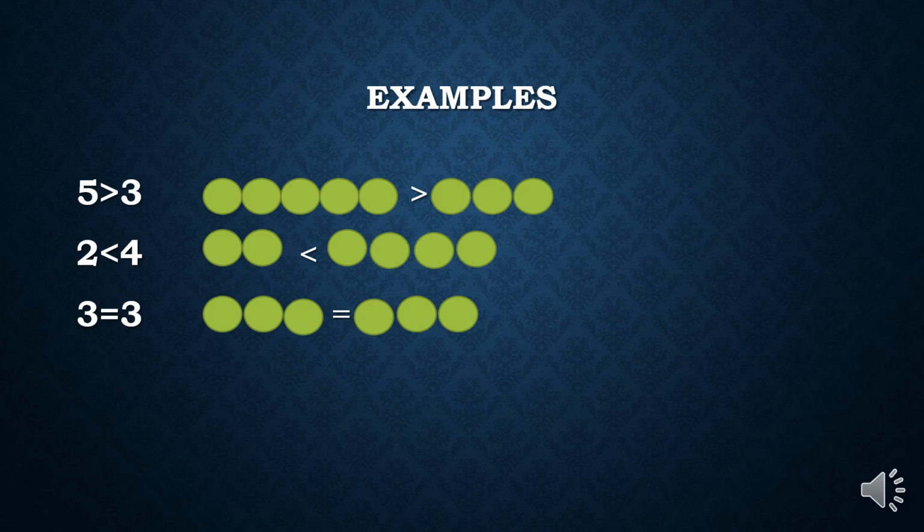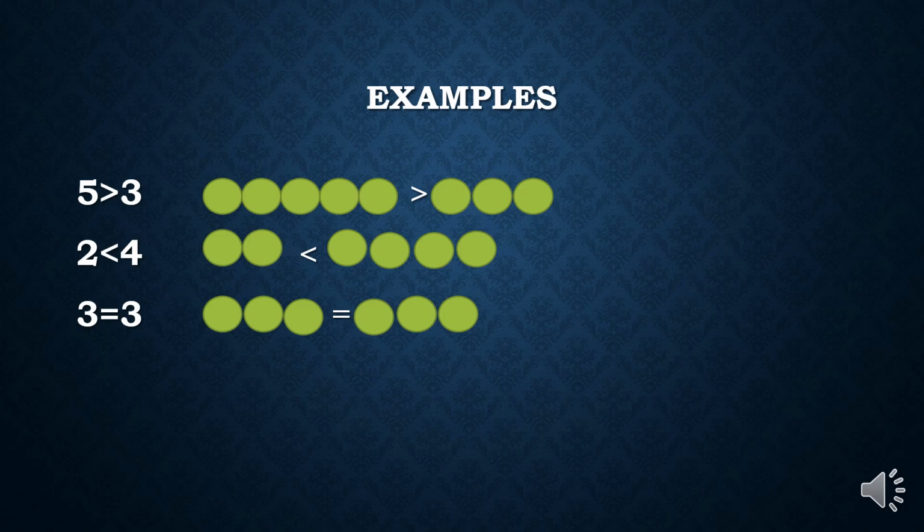1, 2, 3, 4, 5 is greater than 3. Example number 2. 2 is less than 4. 2 circles is lesser than 4 circles.